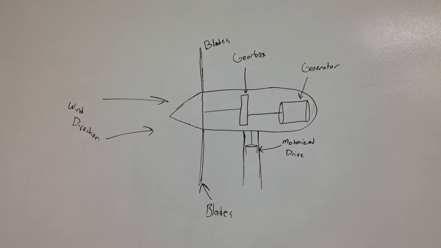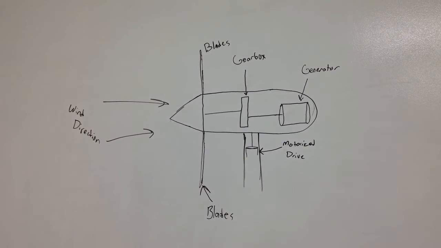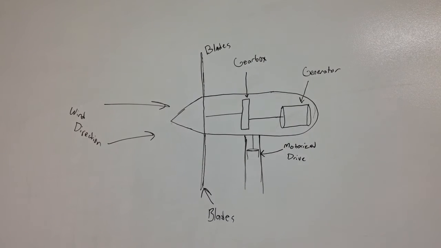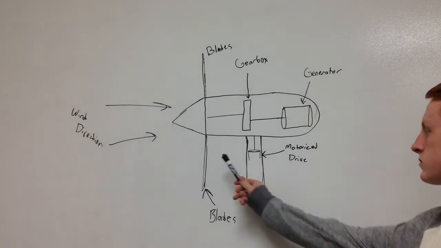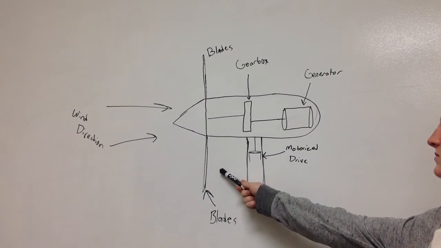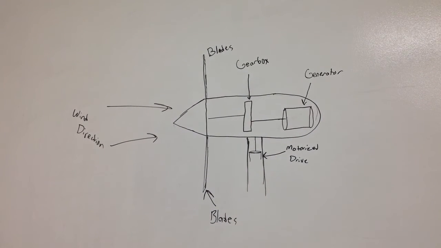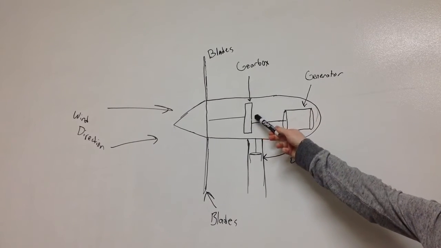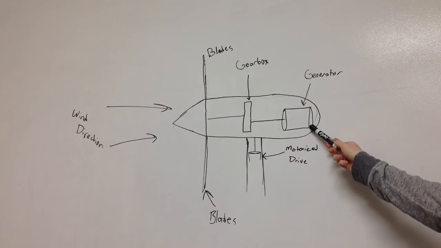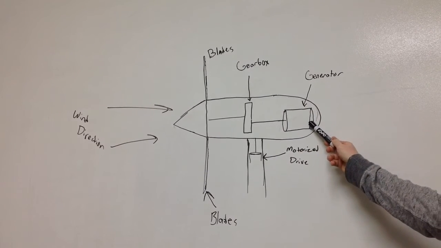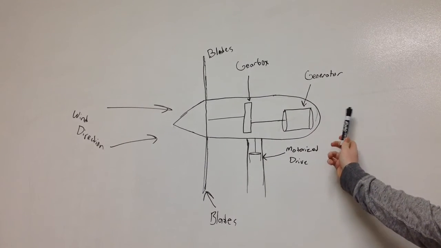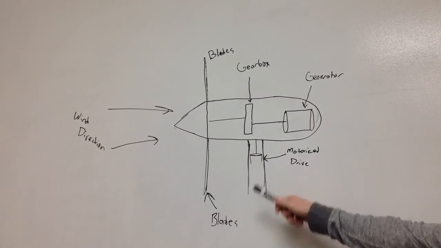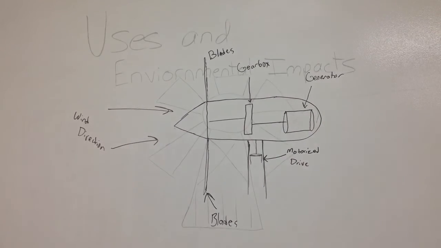We can convert wind into energy we can use by the use of turbines. Here's a diagram of a turbine. The blades are turned by the wind, which in turn turns the gearbox, and the gearbox transfers mechanical energy to the generator. Then the generator converts mechanical energy into electricity, and the motorized drive turns the turbine to face into the wind, which maximizes efficiency.